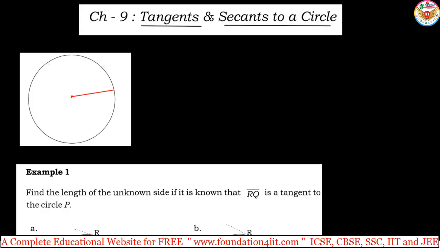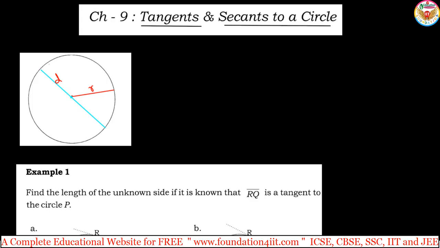And a line segment. If you draw a line segment through the center of the circle, extending the radius, this is the diameter. So this is the diameter and this is the radius. The diameter is exactly double the radius. The radius is half of the diameter.